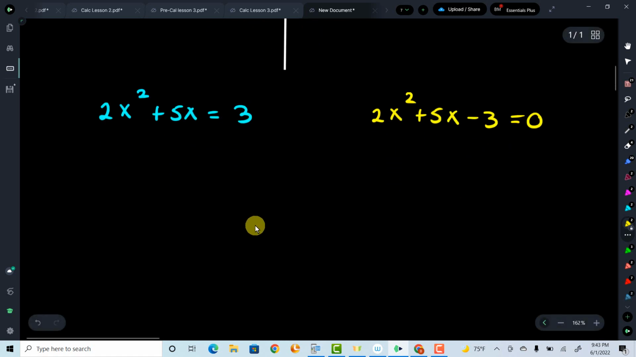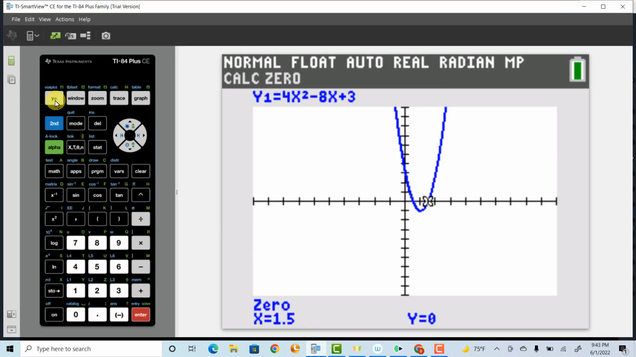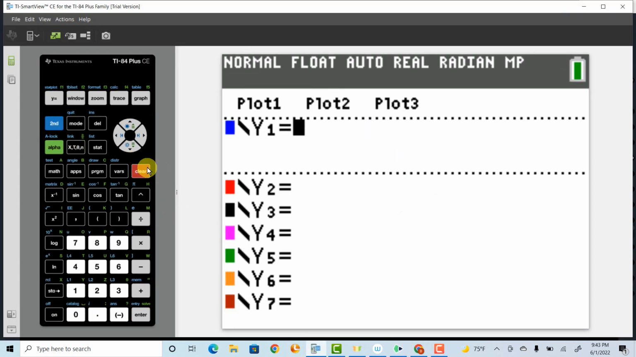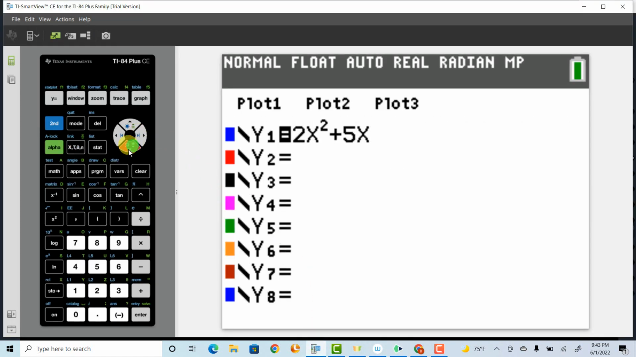Okay. So the first one, solving it like this, we're going to put this side in y1 and we're going to put this side in y2. We're looking to see where they're equal. Okay, so let's do that. Let's go back to y equals, and I have 2x squared plus 5x. Right? That's the left side. And then the right side, so we're going to put it in y2, we're just going to type in 3.